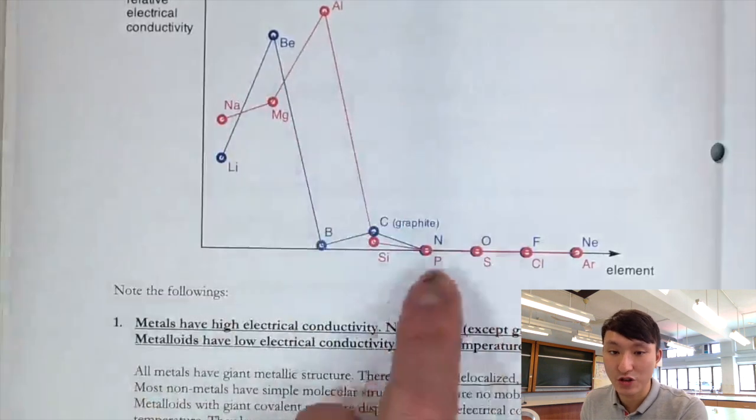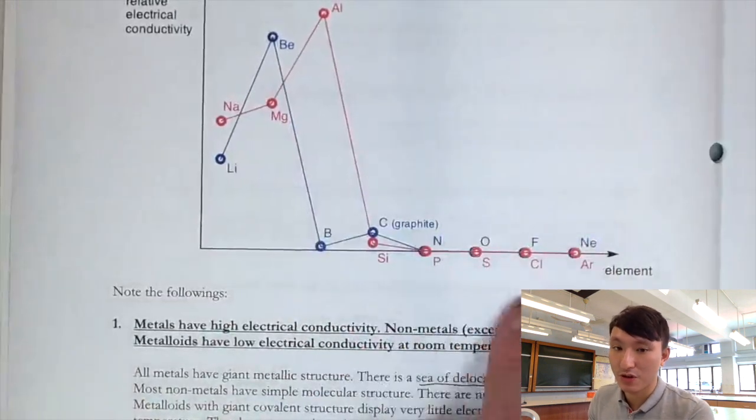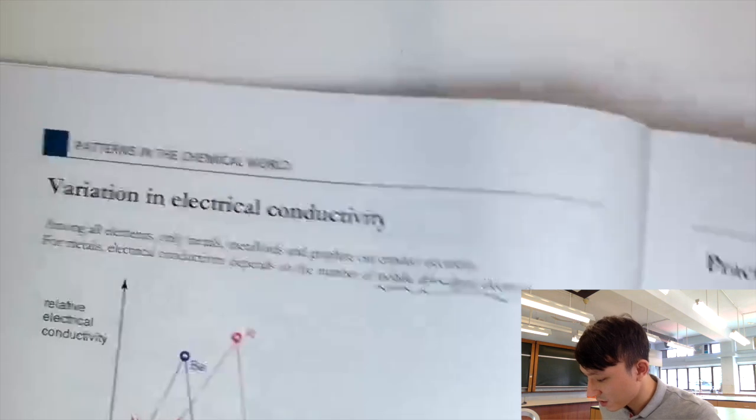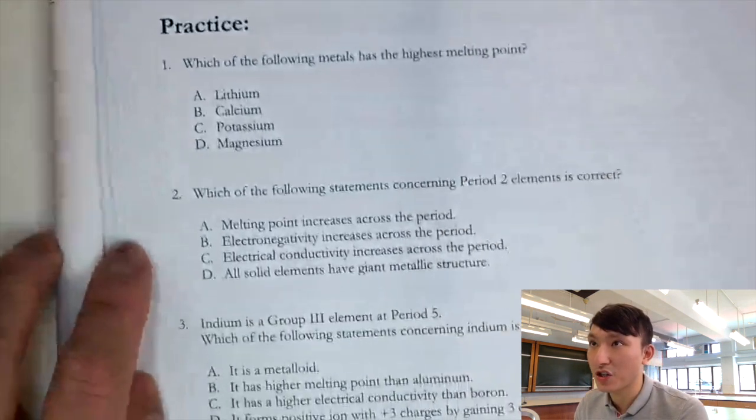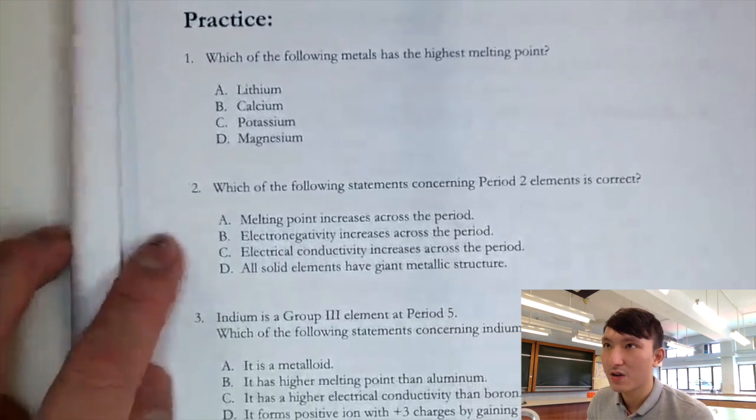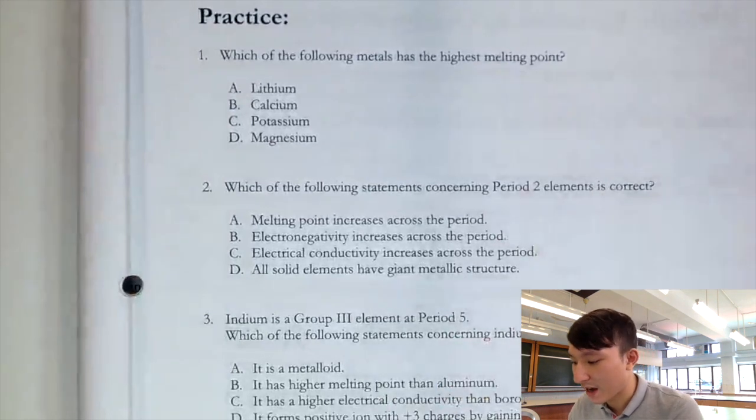So you need to know how to sketch this diagram. Now these bunch of things are molecules, they don't have any delocalized electrons. Okay, and then again, practice question. Pause the video, go through it yourself before I do it with you.